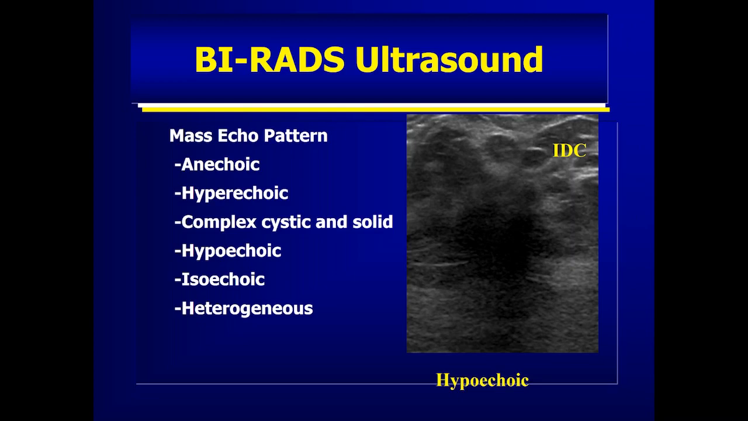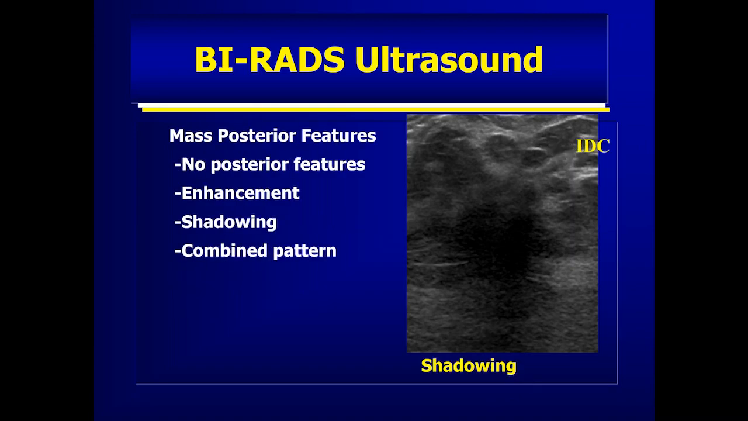And in addition, we can look at the echo pattern. In general, most of our malignancies will be hypoechoic. Most of the lesions we see in breast imaging will be hypoechoic, as we see here. The choices are anechoic, hyperechoic, complex cystic and solid, hypoechoic, isoechoic, and heterogeneous. And also we look at posterior features, such as in this one, there's shadowing. Other choices are no posterior features, enhancement, as we may see in a cyst, or a combined pattern.